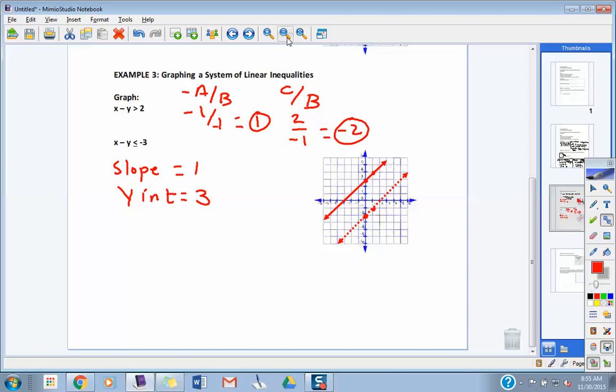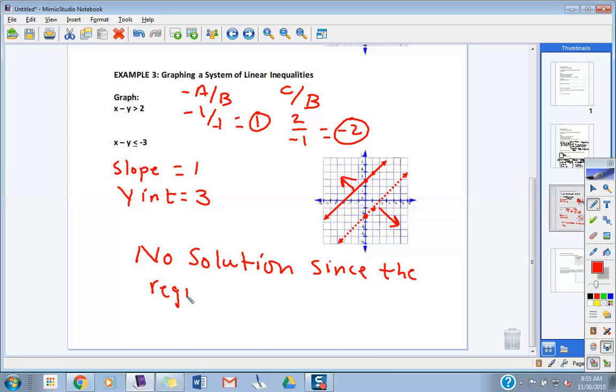Okay. So what are you going to say about this right here, guys? Where's the region that's the solution? Well, if one goes above and one goes below, like this and this, no region's going to overlap. So what do we say about the solution here? No solution, since the regions didn't overlap.